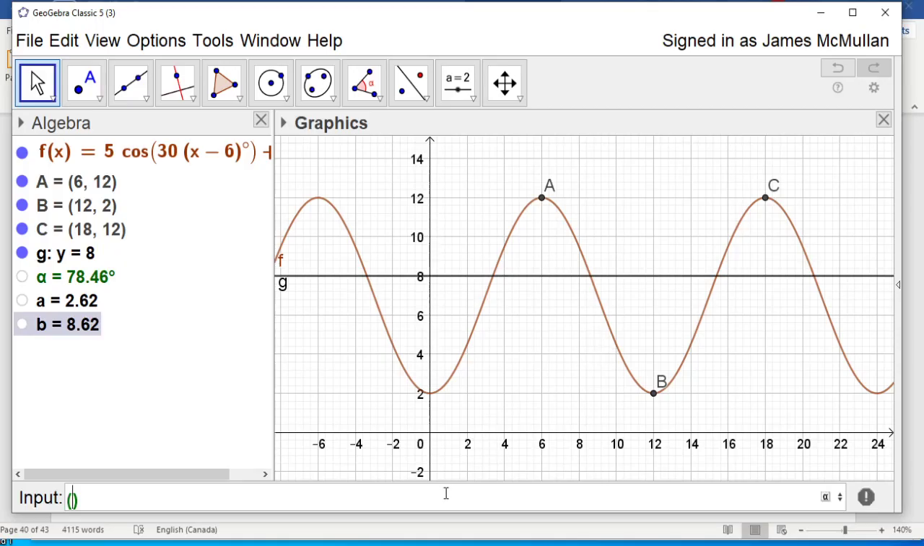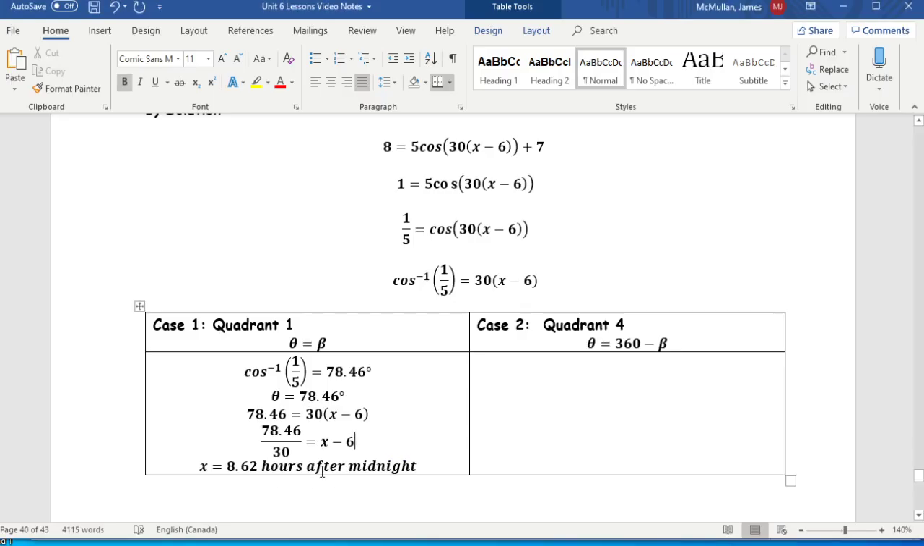Let's test it. So B, which is 8.62, and then f of B. And you notice that at that point, it's exactly 8 meters deep, which is what we wanted, right? At that time exactly. Now, what's the other time?